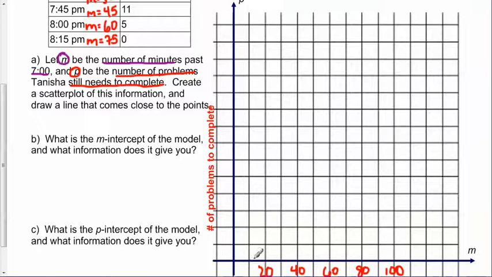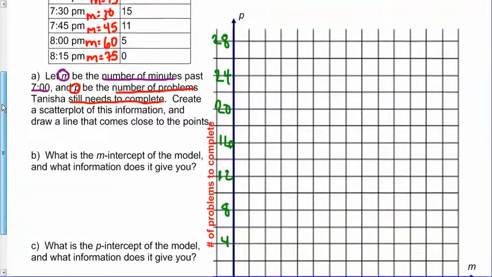So let me go ahead and get the number of problems still to complete. We're going to scale by twos. So here's 2, 4, 6, 8, 10, 12. Again, just labeling every other line. I'm still scaling by twos, but just labeling every other line. There's 14, 16, 18, 20, 22, 24, 26, 28. Okay, so there's our scale. Everything is labeled as it needs to be, so now we're ready to plot our points.